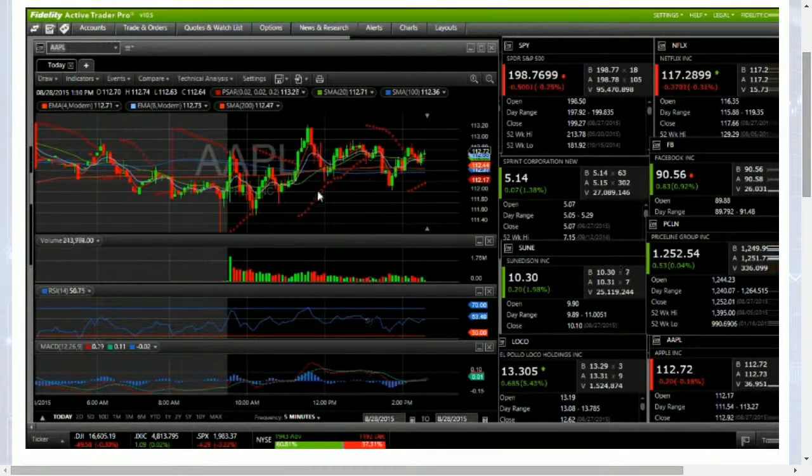Here is Apple, also setting lower lows and lower highs, looking very similar to SPY, although it has a little bit more wiggle room before testing its 200 and 100 period moving average support levels. Those levels are 112.37 and 112.44. If we were to see a break of 112.92, we can call it just 113. A break of 113 is going to be bullish for Apple.